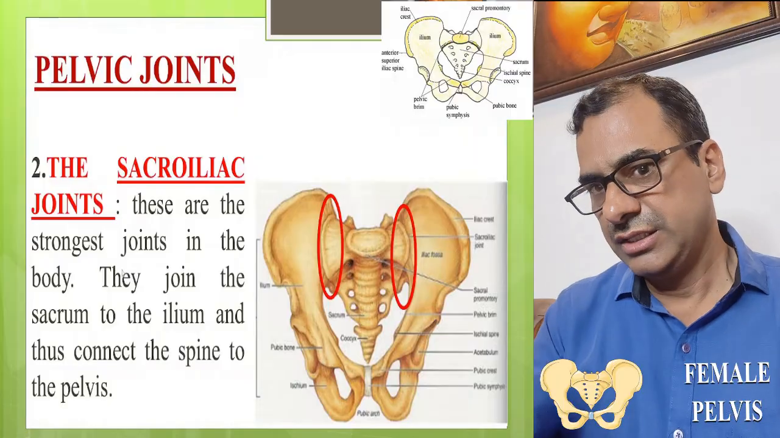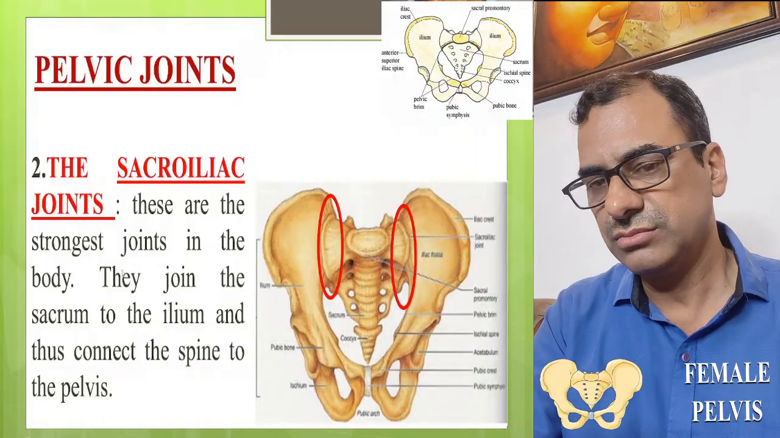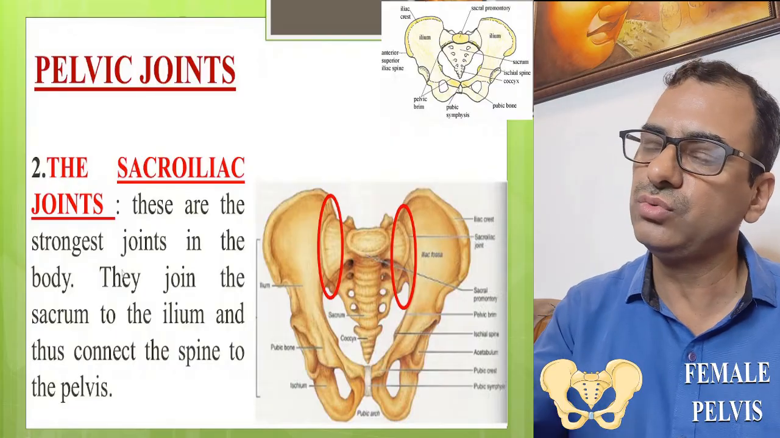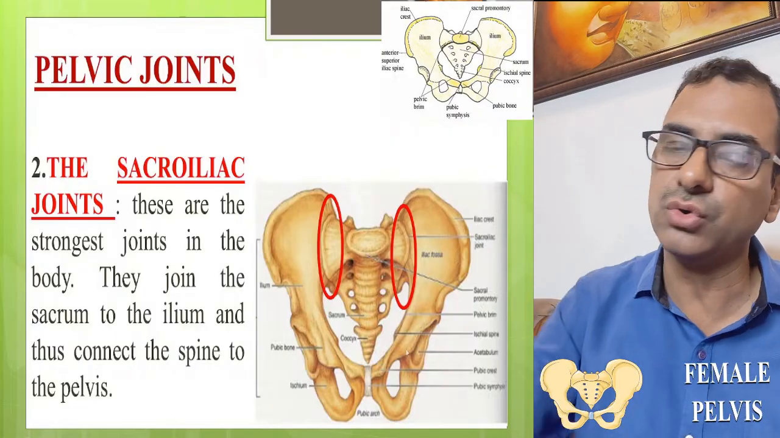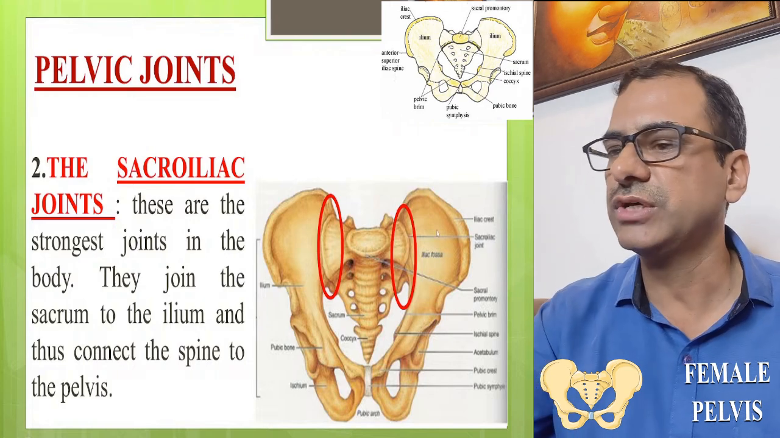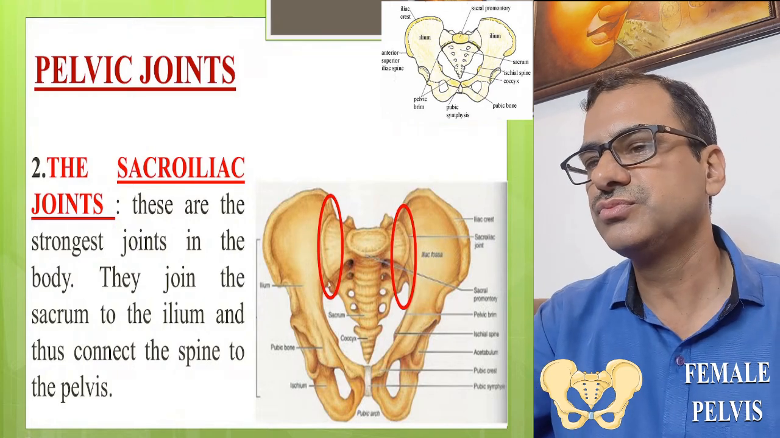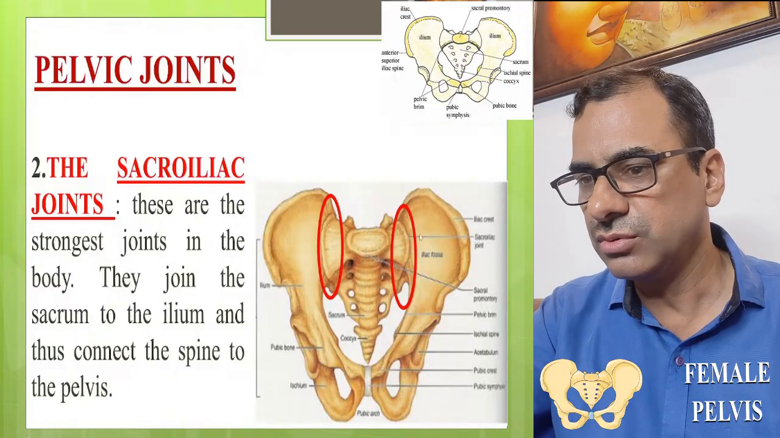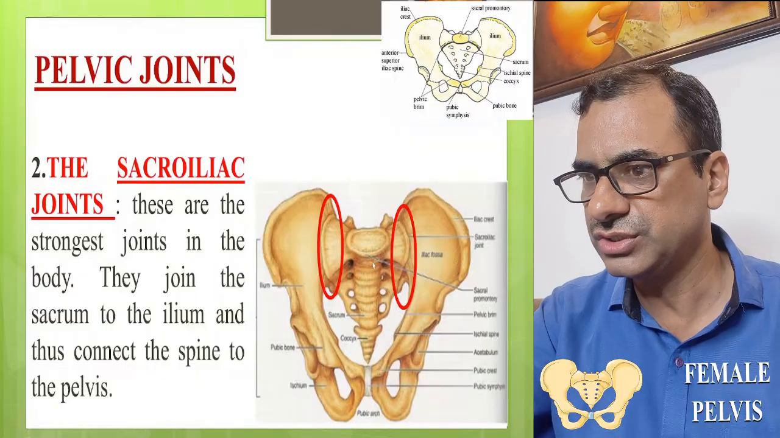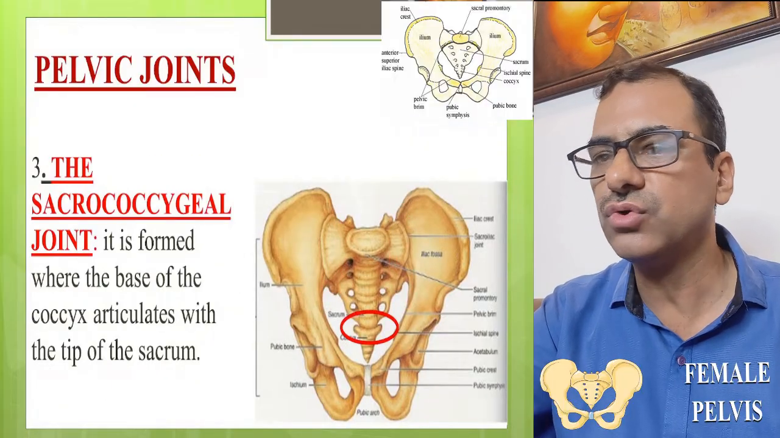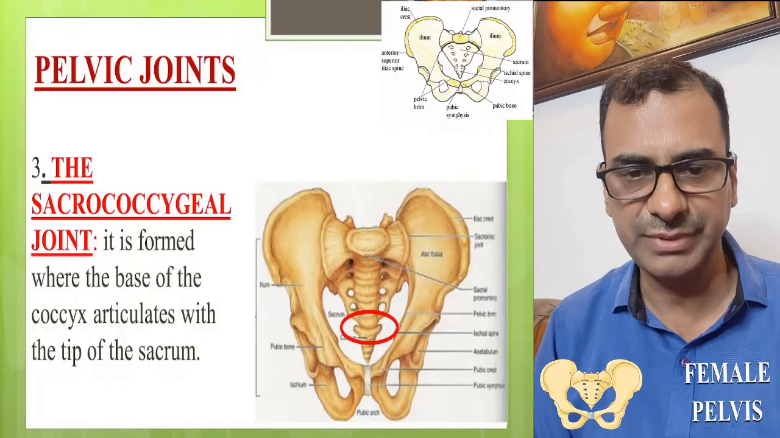they join the ilium to the sacrum, and connect the spine to the pelvis. So our spinal cord, or the vertebral column, is attached to the hip bones. After these joints are formed, all these four bones form the bony pelvis.